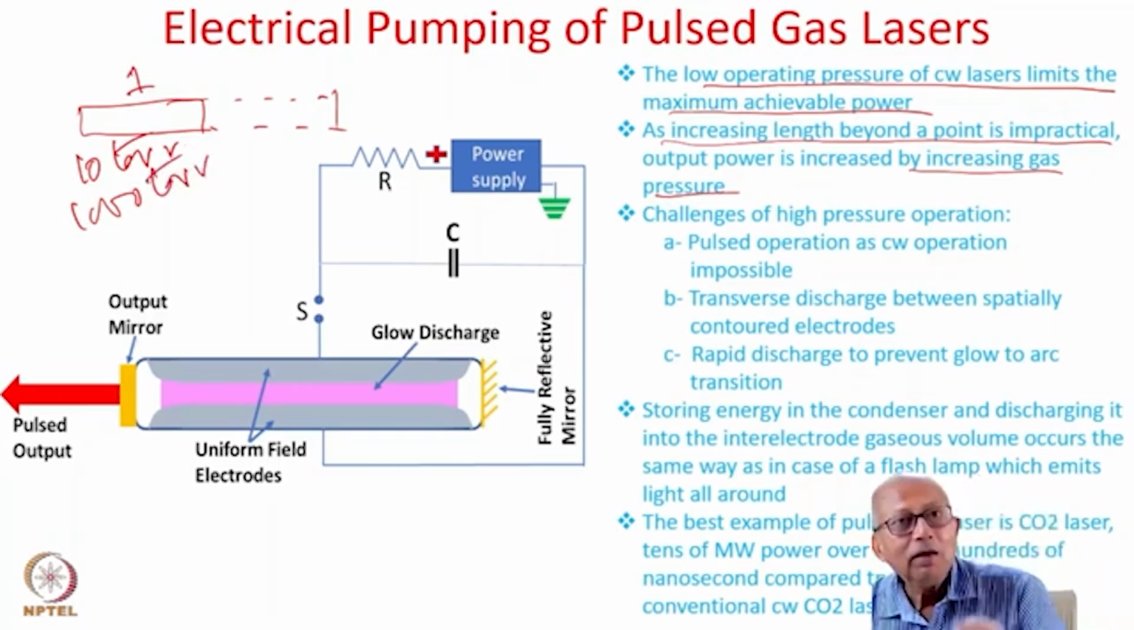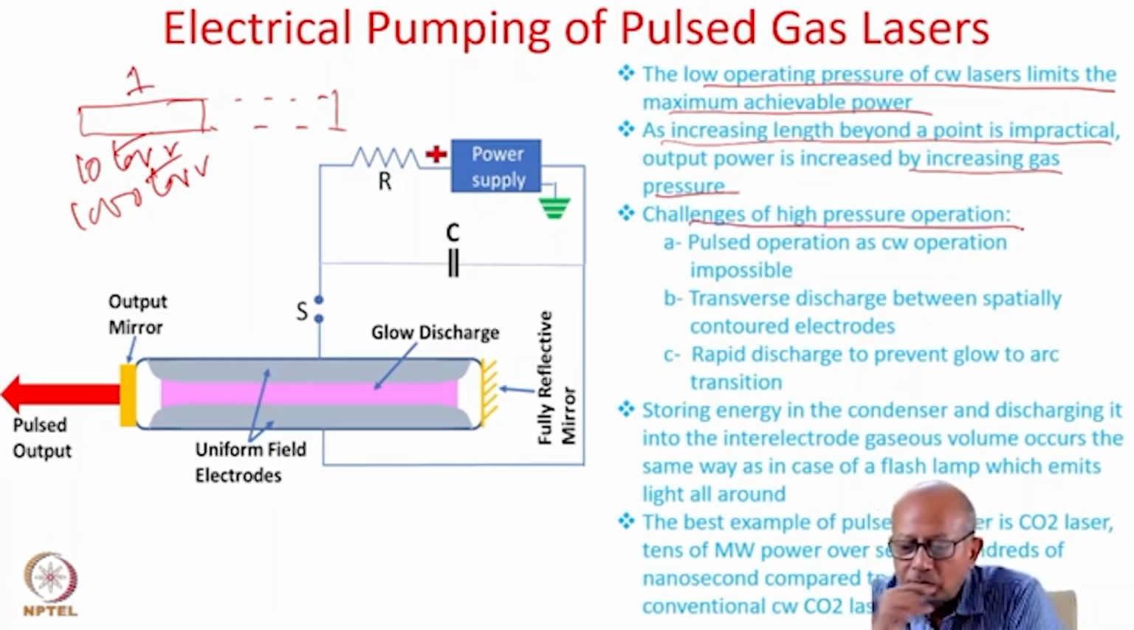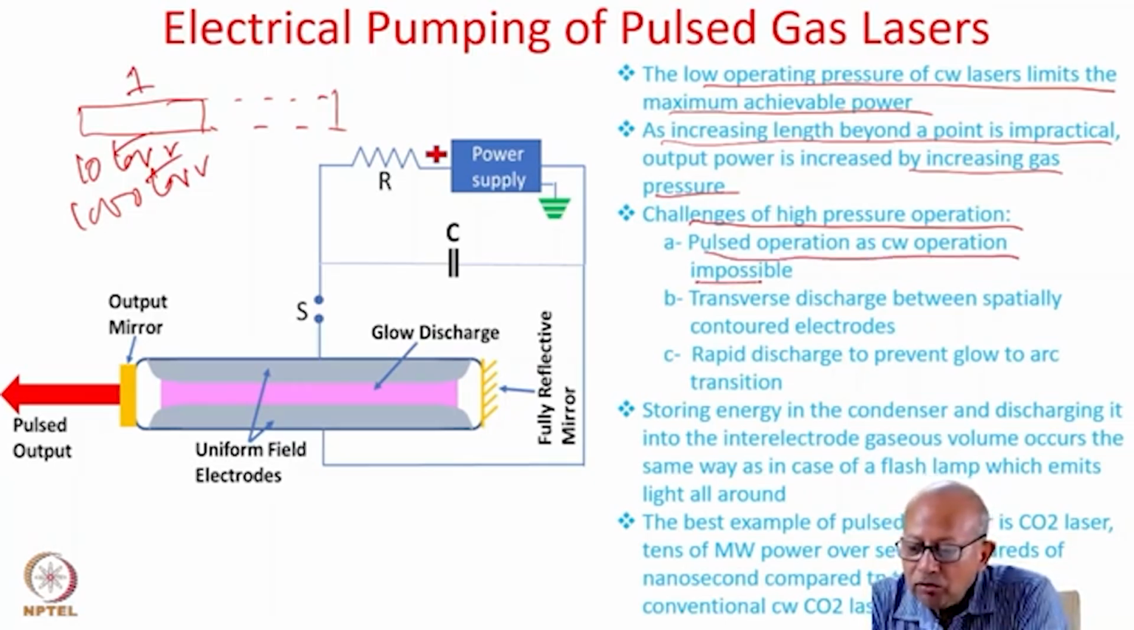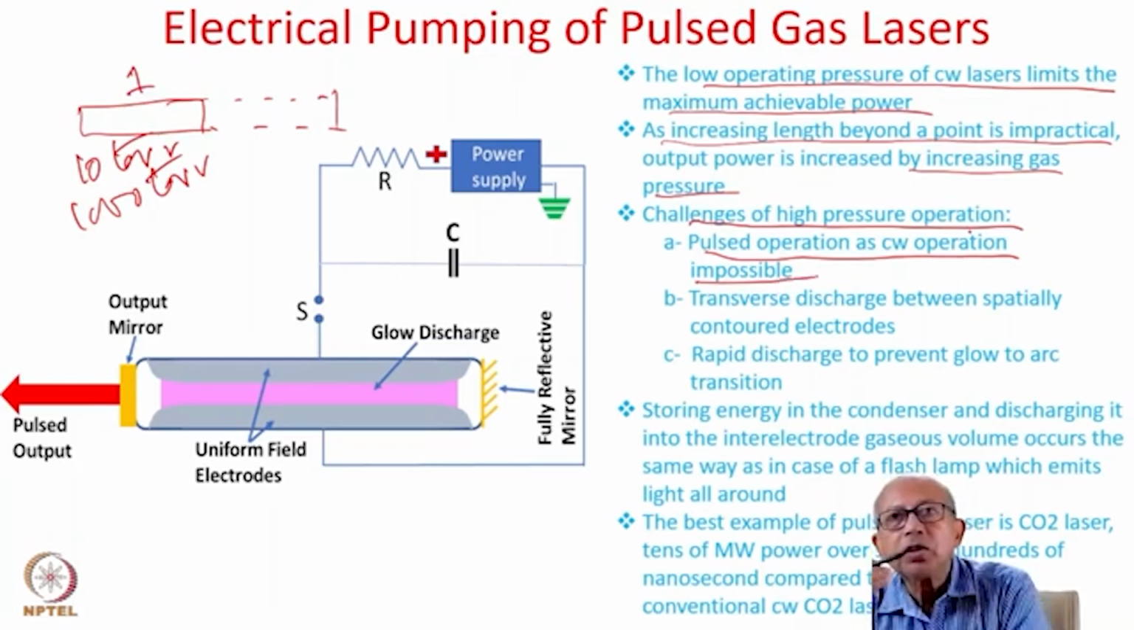But there are a lot of hurdles if you increase the pressure. What are they? The challenges of high pressure operation. At high pressure, as you have seen, pulsed operation, as against CW, is mandatory, as obtaining glow discharge in continuous operation is not possible.